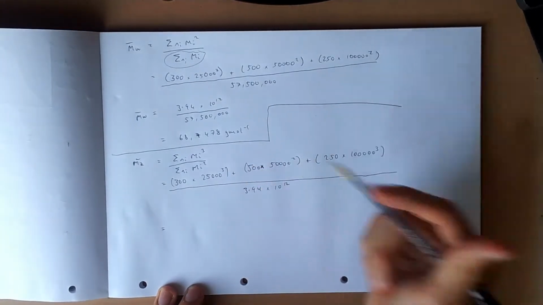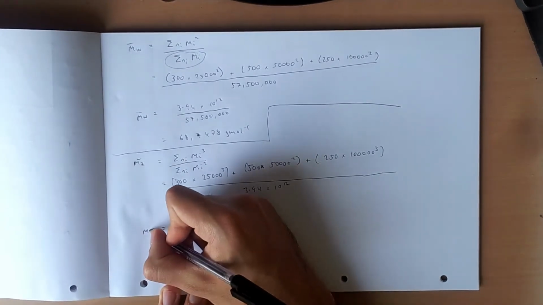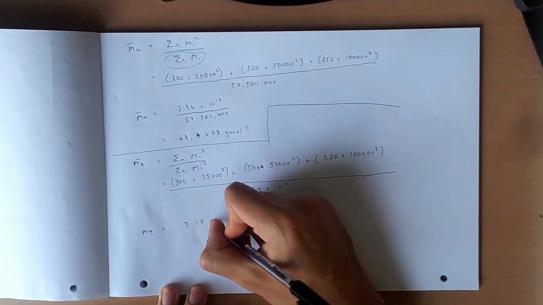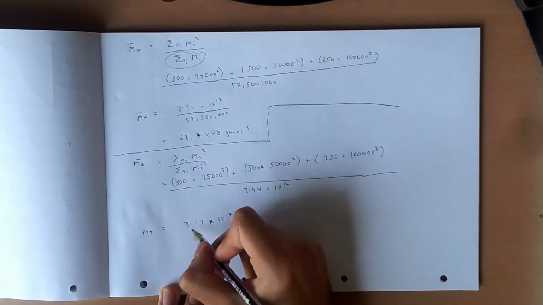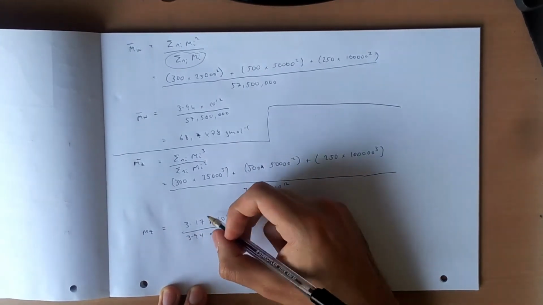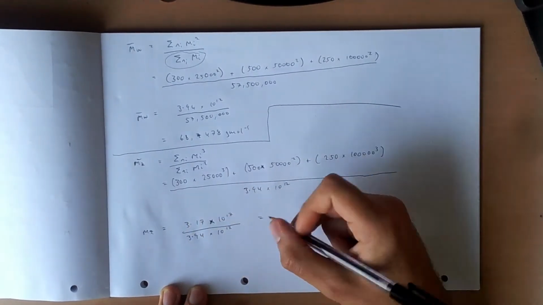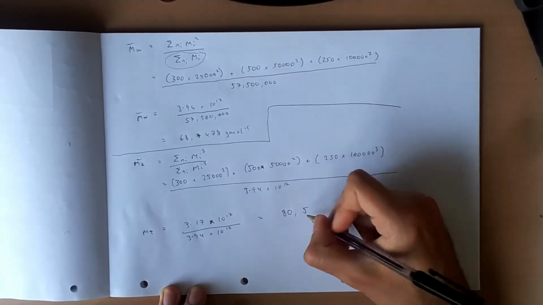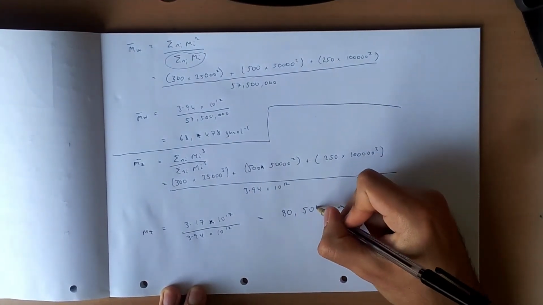And if we work out the top part via the calculator, we are left with Mz is equal to 3.17 times 10 to the 17 over 3.94 times 10 to the 12, and that is equal to 80,504 grams per mole.